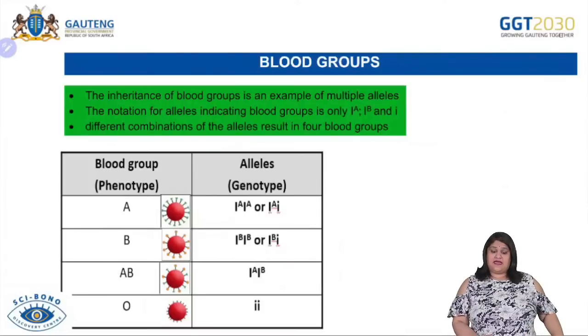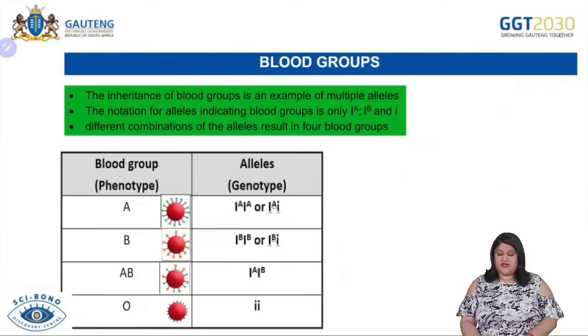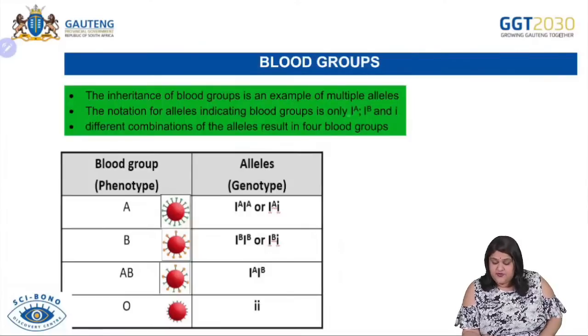Right, now we are looking at blood groups. The inheritance of blood groups is an example of multiple alleles. Why? Because in this instance, the notation for the alleles indicating blood groups is only these three. Okay, so we have these two that are dominant.